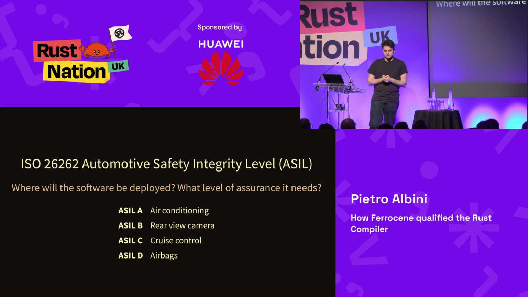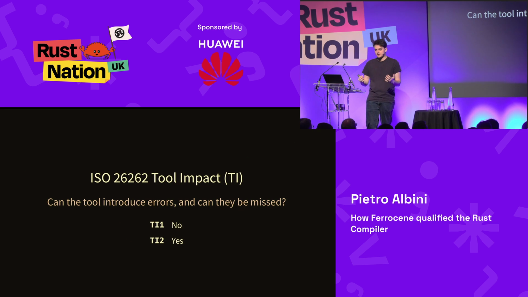And then we need to figure out, what is the tool impact? Can the tool introduce errors? Can those errors be missed? And then it's a simple answer. No, there is no way that the tool could cause a failure or an error in the resulting code. For example, a linter is probably not going to cause a failure. Or yes, like a compiler could introduce a miscompilation.